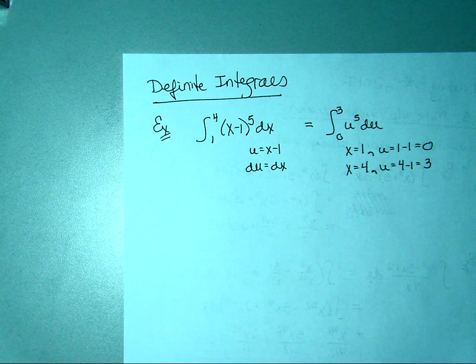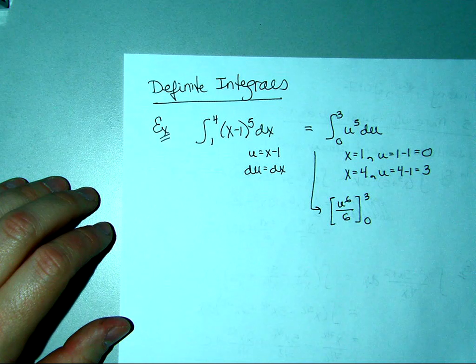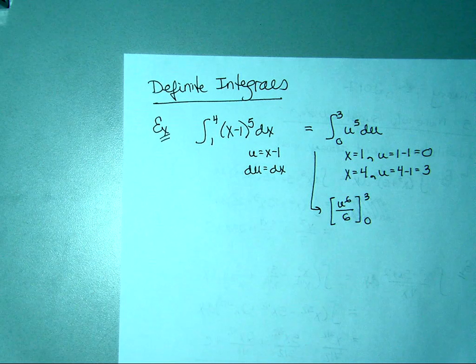So here's another place where this becomes a little bit different. 0 and 3. Are those x's or are those u's? u's, because that's kind of what I did over here. I changed the x's into u's. Therefore, I need to plug these in not for x, but for u. I'm not going to replace the u with the x minus 1 thing, because these are already u values. I'm just going to plug these numbers in and be done. I'm going to get 3 to the 6th over 6 minus 0 to the 6th over 6.